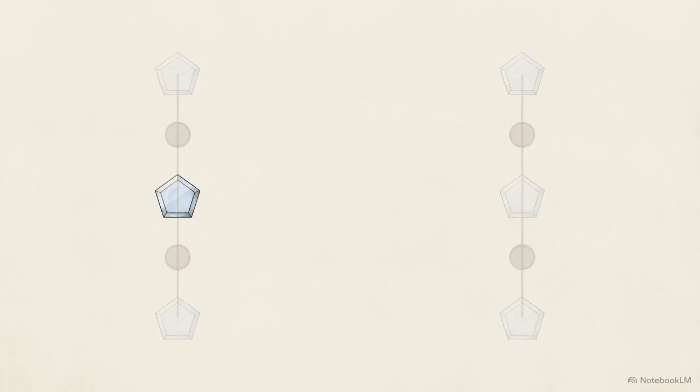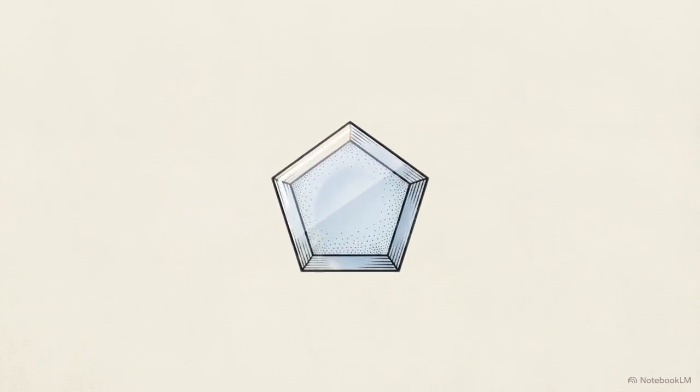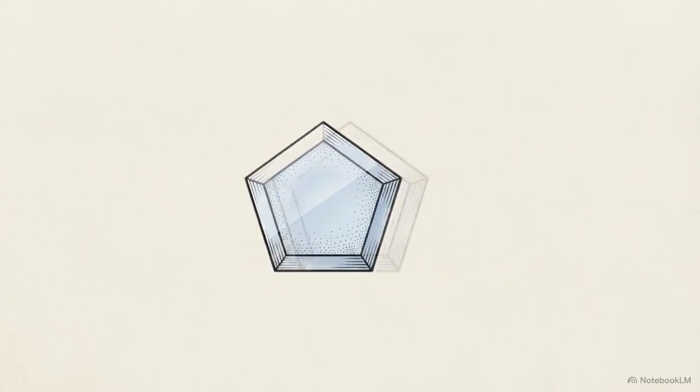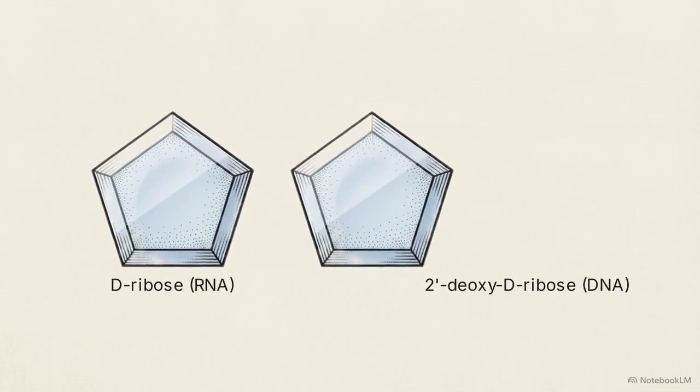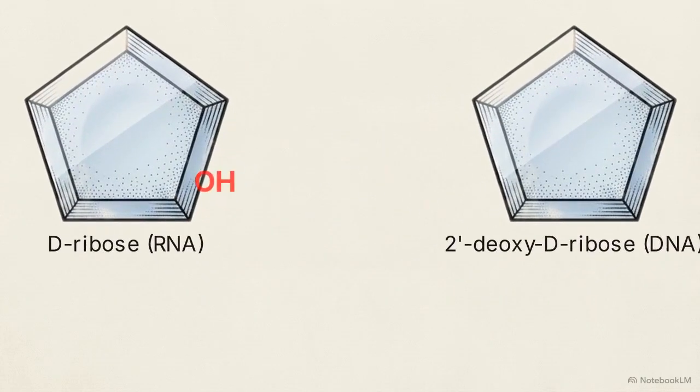their sugar-phosphate backbones. Both polymers use a repeating 5-membered ring sugar as the central structural link in this chain. Here is the structural difference. The sugar on the left, D-ribose, is found in RNA. It has a hydroxyl group on its second carbon, known as the 2' position. The sugar on the right, 2'-deoxy-D-ribose, is found in DNA, and it lacks this oxygen atom.